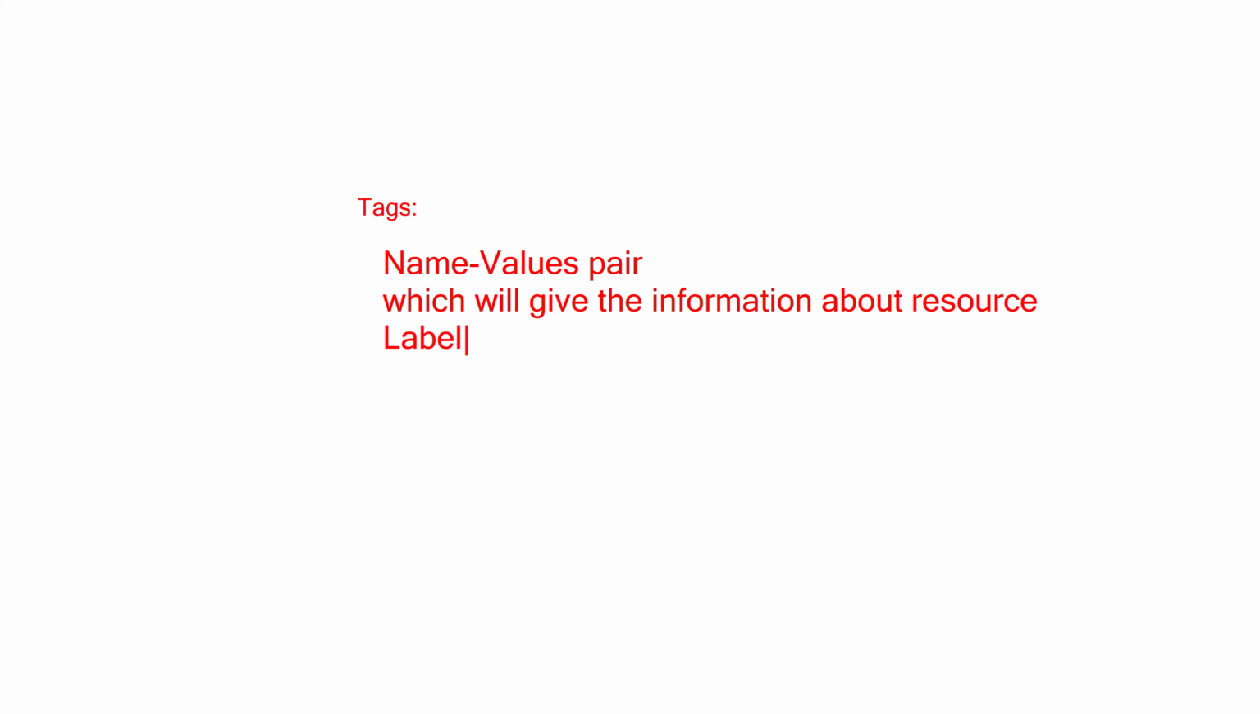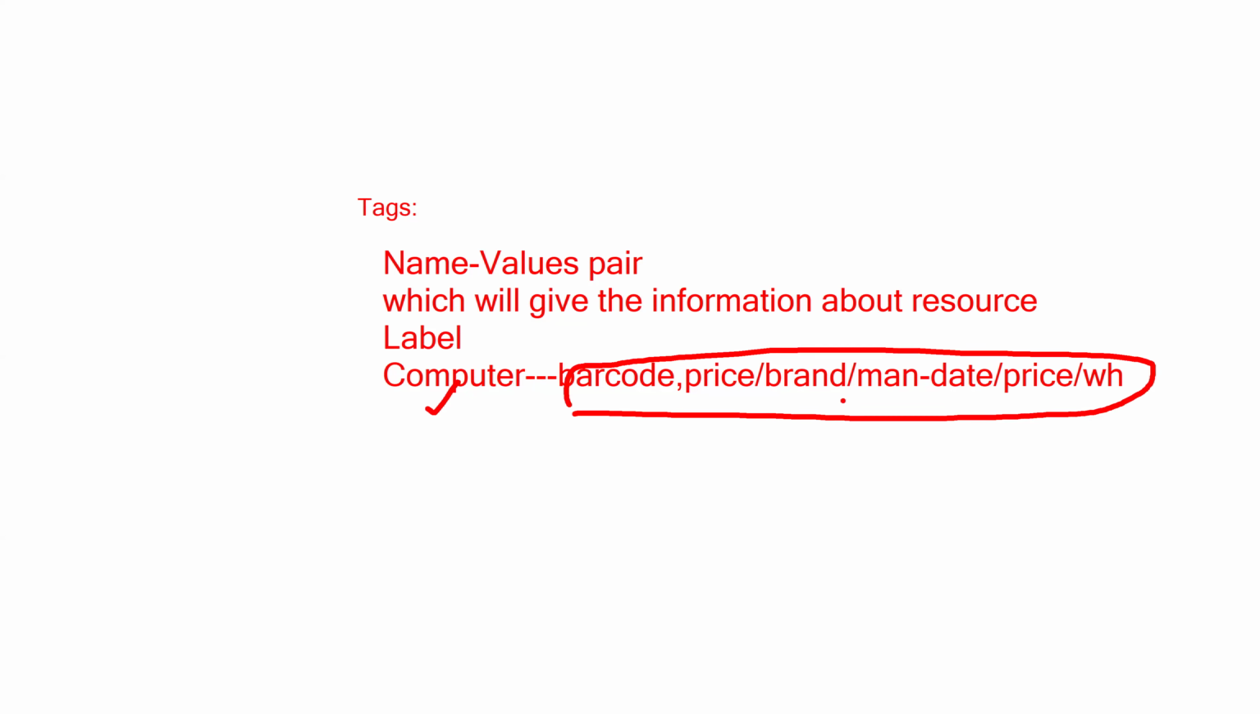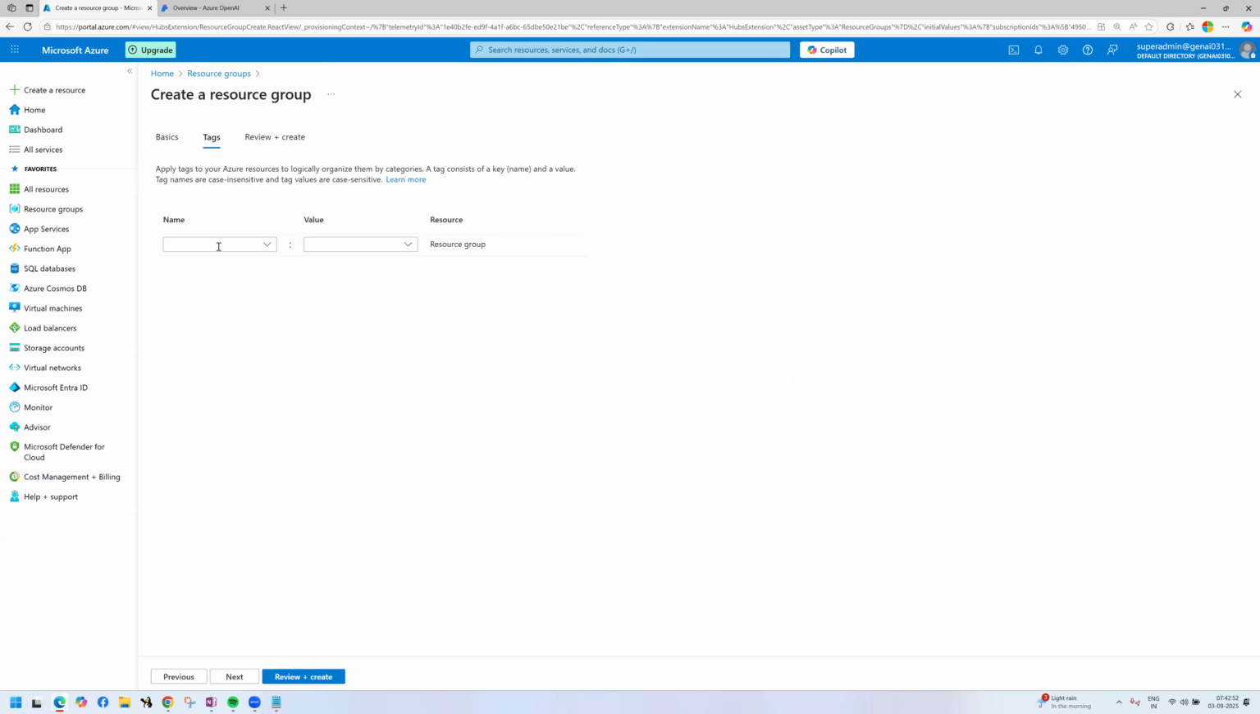Label. For example, assume that you have purchased one laptop or one computer which contains a label, right? The label contains a barcode, price, brand, manufacturing date, and the address where it has been manufactured. By looking at these details, we will come to know the configuration of the computer, the price and all. Same way, tags are name value pairs, which give the information about the resource.